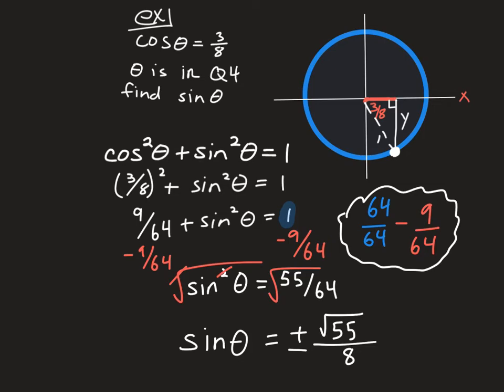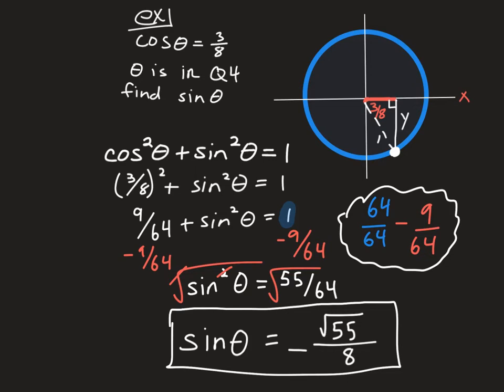Okay, and just like from our picture, we see that I could go up and get a positive y value, or I could go down and get a negative y value. And in our case, our y value is in quadrant 4. So in quadrant 4, that's going to be a negative y value. So in our case, we want a negative. And so the sine of theta here, or my y value, is negative root 55 over 8.